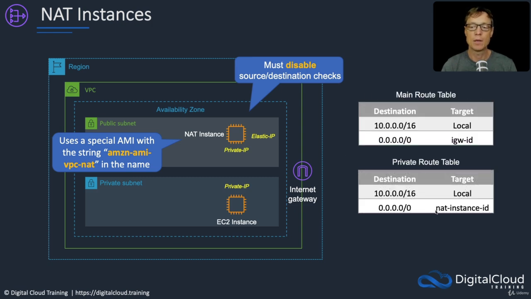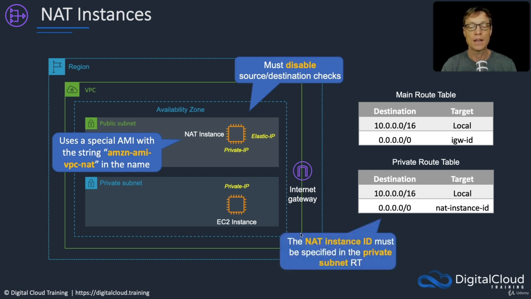Our private route table points to the NAT instance ID. And again, make sure this is in the private subnet route table. So you have the NAT instance, all the NAT gateways are always in the public subnets, and the route to the NAT gateway or NAT instance is always in the private subnet's route table. And then the instance can access the internet via the NAT instance.